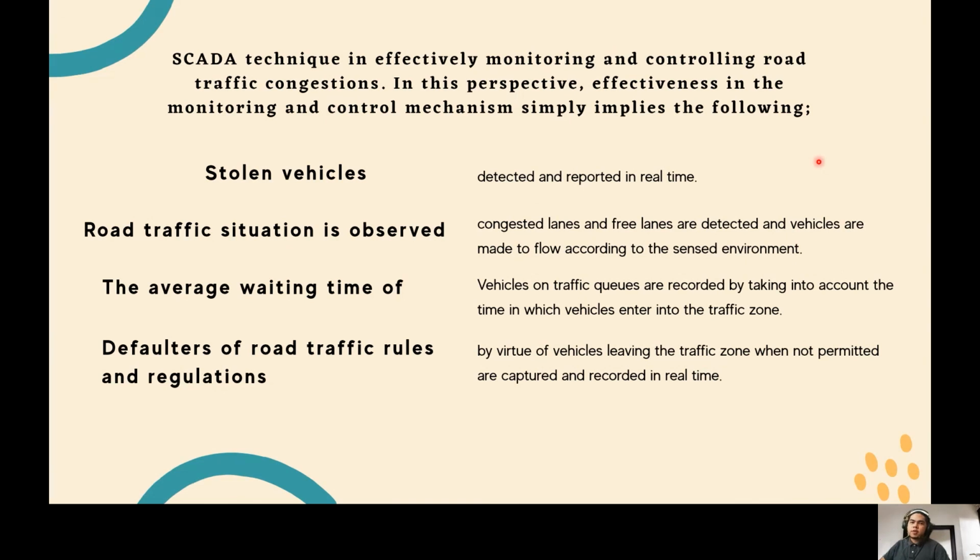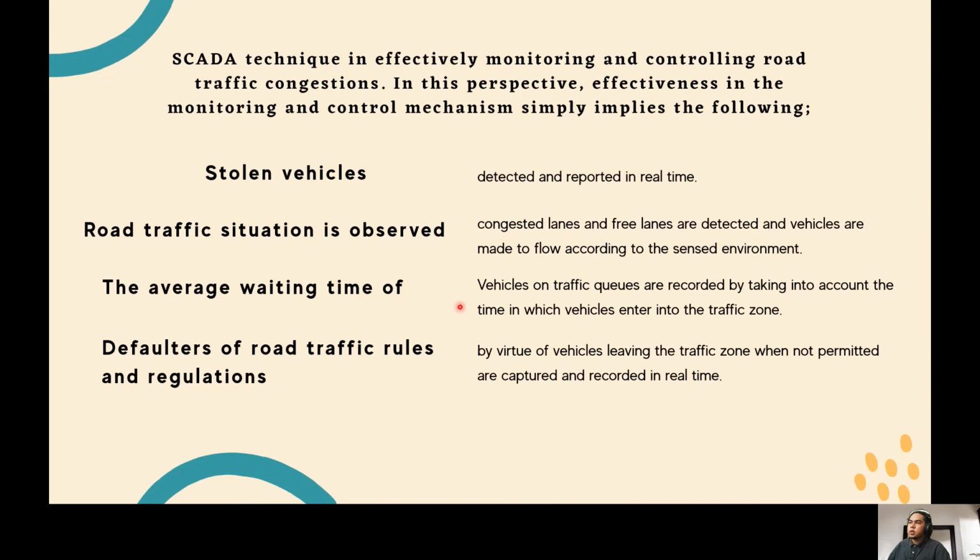My name is Muhammad Najmi Ashraf bin Ahmad Nazri, and I would like to continue with the next part. So, the SCADA technique for effectively monitoring and controlling road traffic congestion. In this perspective, effectiveness in the monitoring and control mechanism simply implies the following. The first one is that stolen vehicles are detected and reported in real time. Road traffic situation is observed, congested lanes and free lanes are detected, and vehicles are made to flow according to the sensed environment.